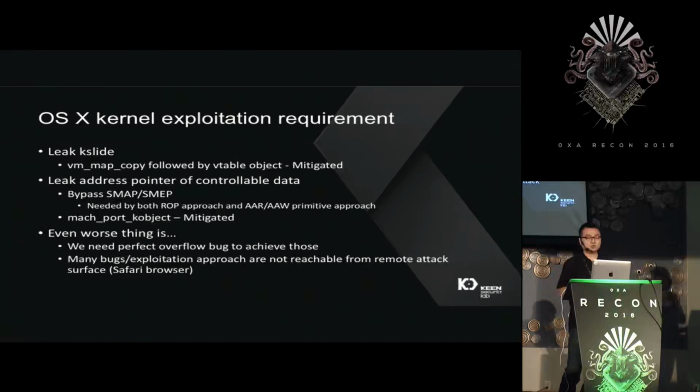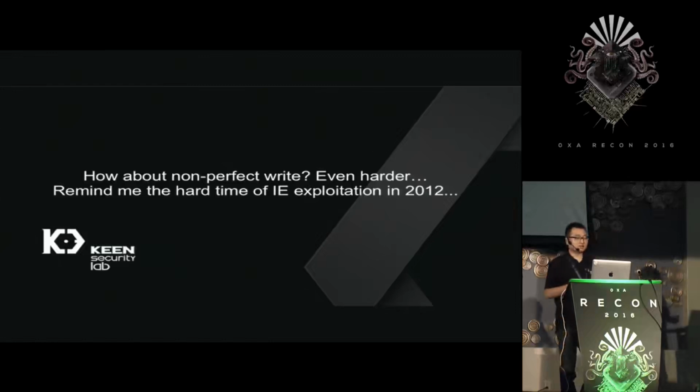Also, because in Pwn2Own 2016 we were actually targeting the browser, not only does your bug need to be triggered from the browser, which has a very strict sandbox context, but your exploitation method also needs to be reachable from a remote attack surface. So this requires higher exploitation technologies. Even sometimes we may have a non-perfect bug, where you can write or overflow, but the value you overflow or the value of the out-of-bounds write is not arbitrary. It has some limitation. If that is the case, you will get even more trouble.